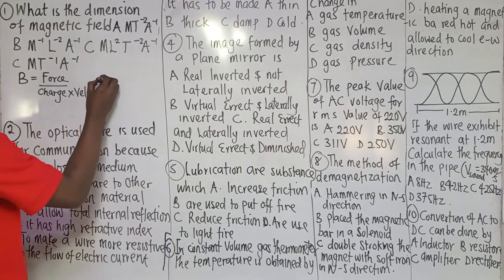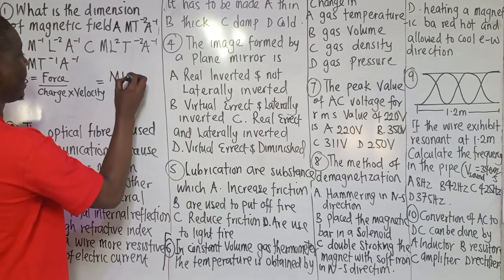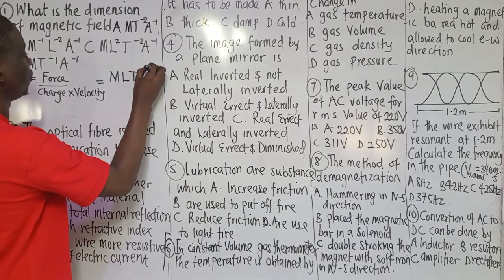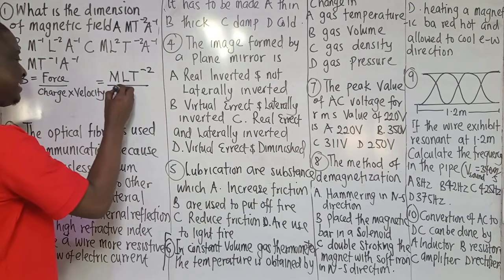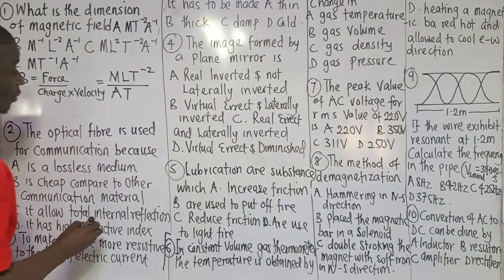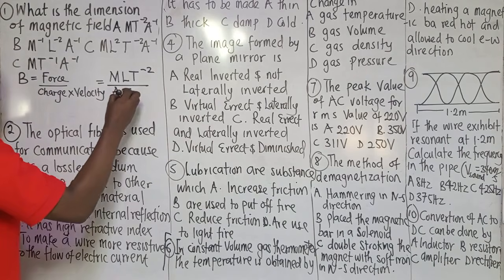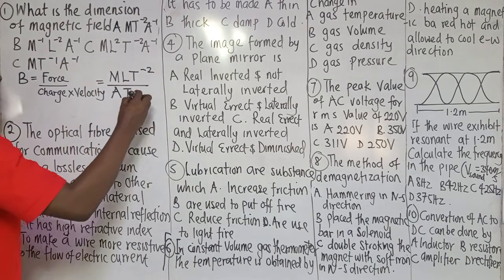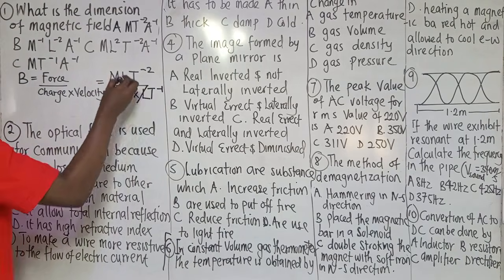Now, we have force, which is M L T minus 2, divided by charge, which is A T, because current has the dimension of A, and time has the dimension of capital letter T. Then the dimension of velocity is L T minus 1. This we cancel this.